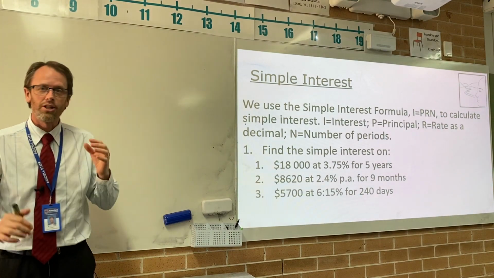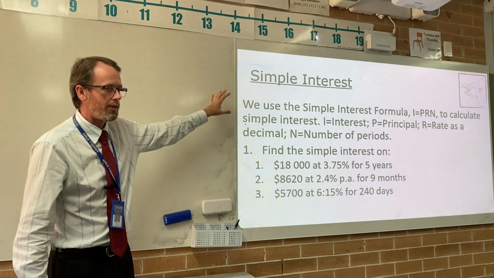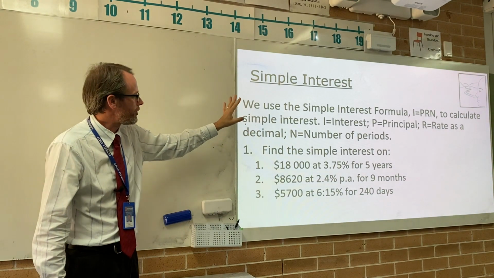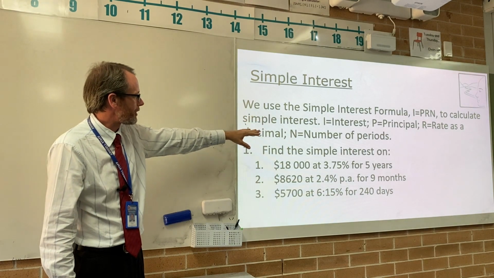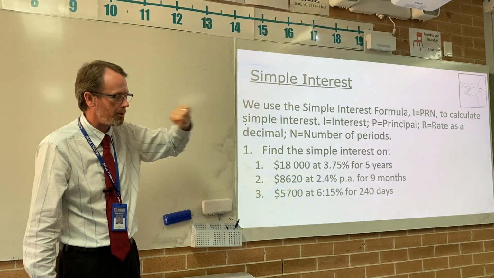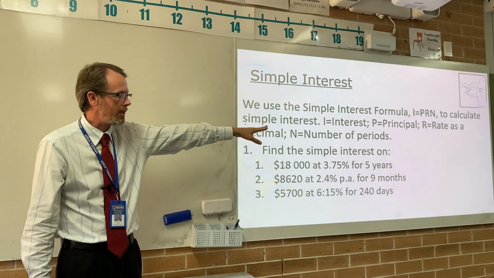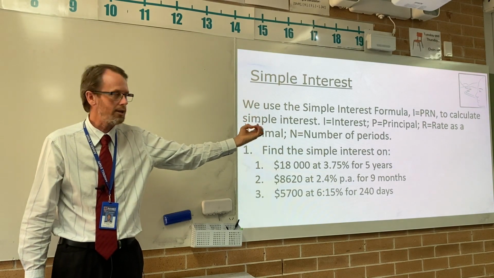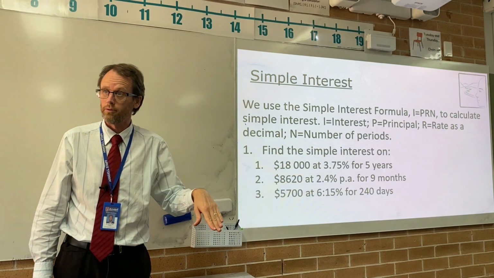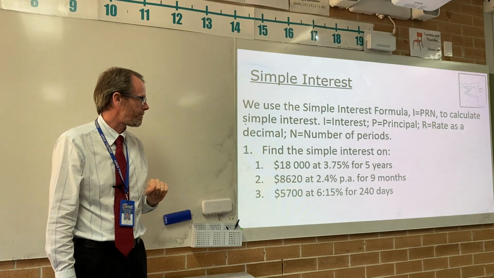All right, so Year 10 today, we're looking at simple interest. The great thing with simple interest is there's a formula. You just need to use the formula to calculate the simple interest. I is equal to P times R times N. I being your interest, P is your principal or the original amount, R is the rate as a decimal, okay? And then finally, N is the number of periods.